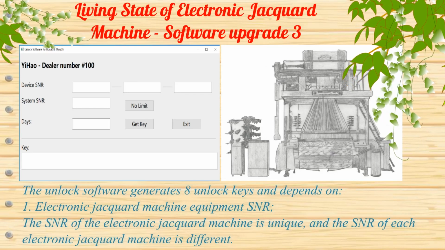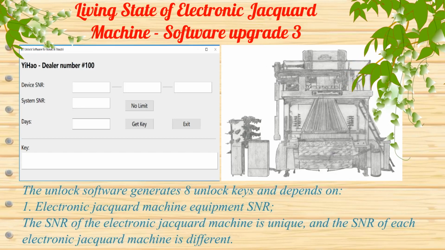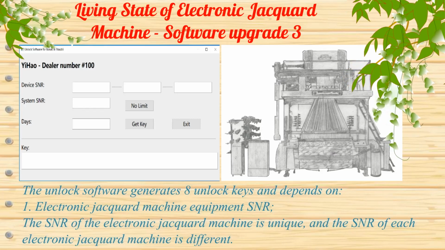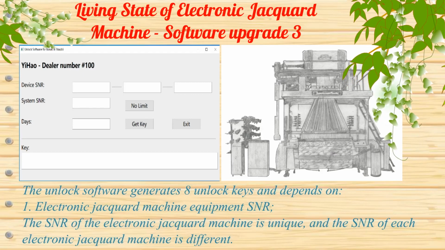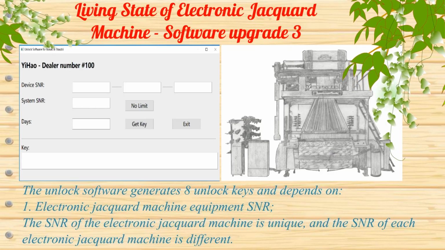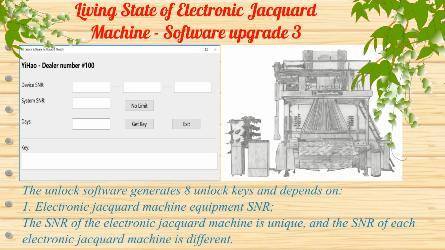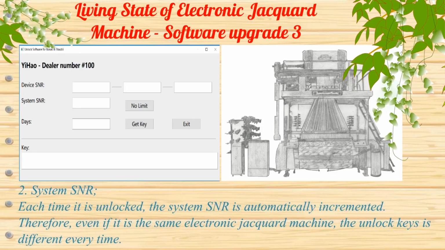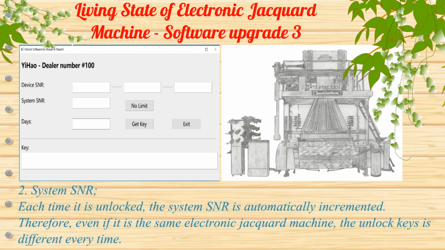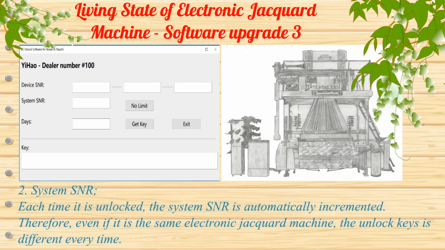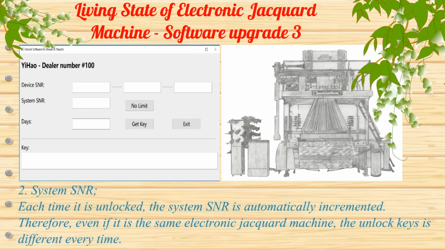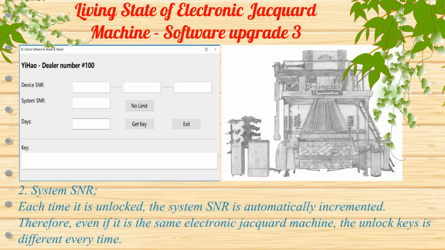The unlock software generates 8 unlock keys and depends on 1. Electronic Jacquard machine equipment SNA. The SNA of the electronic Jacquard machine is unique, and the SNA of each electronic Jacquard machine is different. 2. System SNA. Each time it is unlocked, the system SNA is automatically incremented. Therefore, even if it is the same electronic Jacquard machine, the unlock keys are different every time.